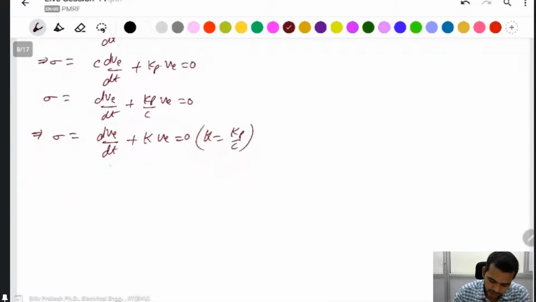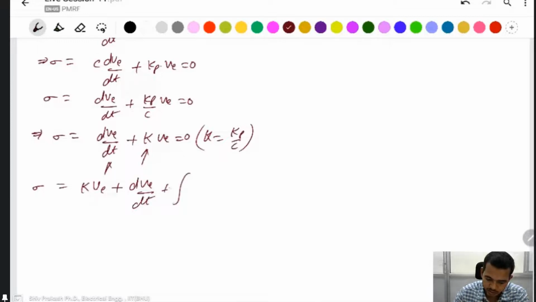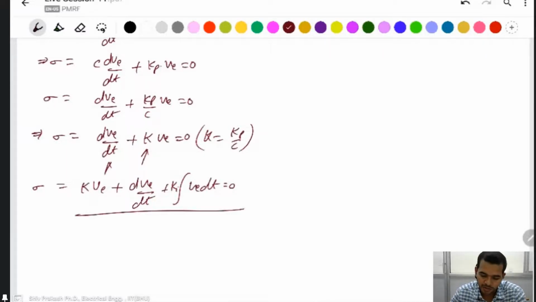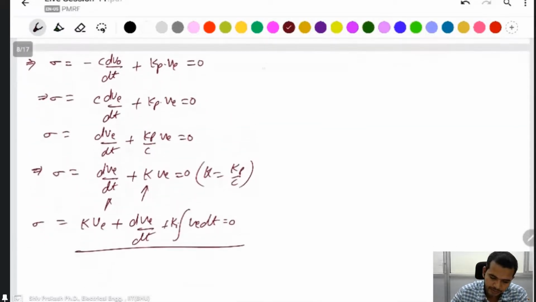This one is the derivative, you can say this one is proportional. Once you add Ki also here as an integrator, then this one will have dVE divided by dt and some integration also, you can add VE dt. So this is the PID controller for the buck converter.